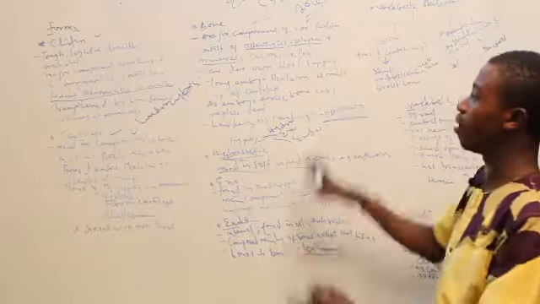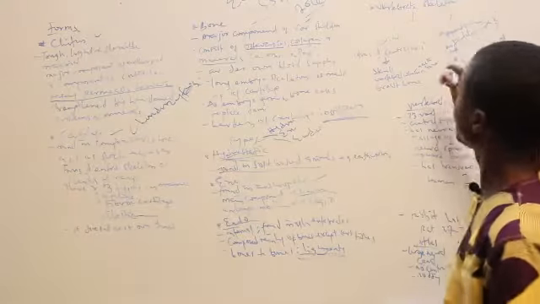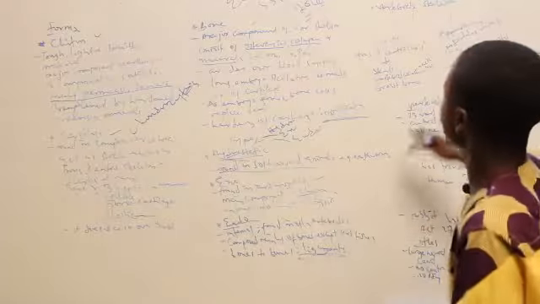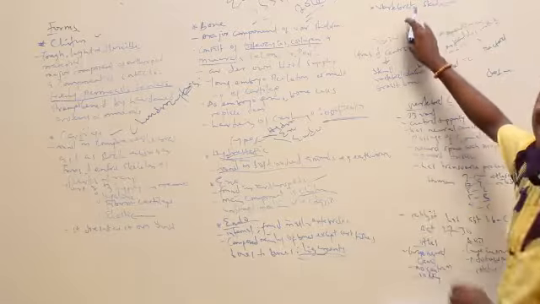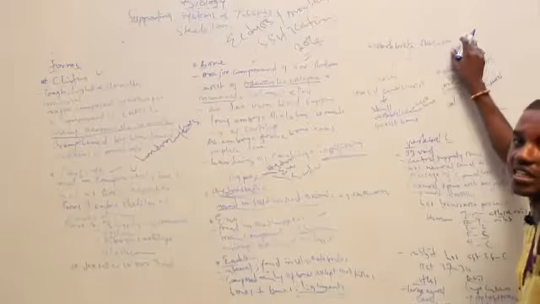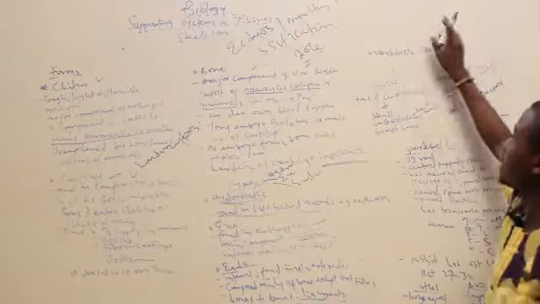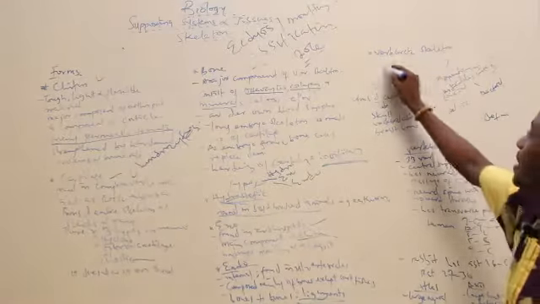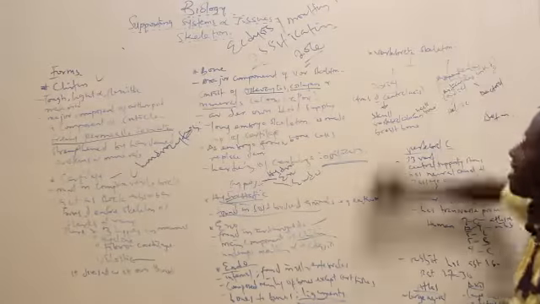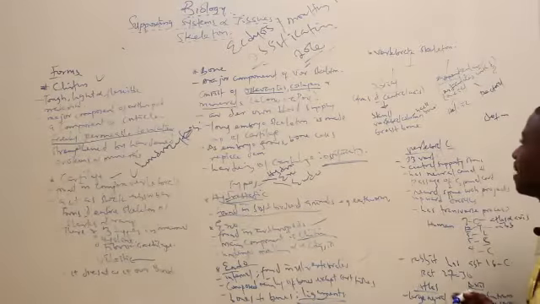So now we're done with the forms and the types of skeleton. We will now be looking at the classification of skeleton. Skeleton are basically classified into two. We have the axial skeleton and we have the appendicular skeleton.